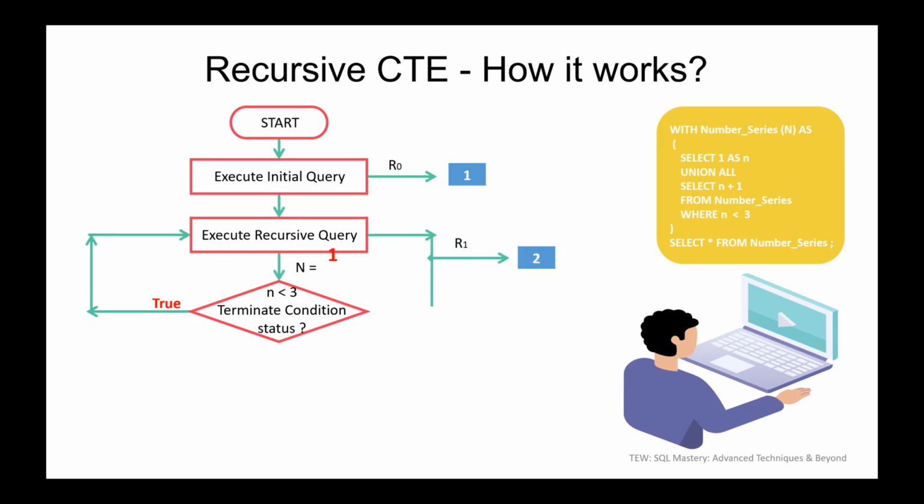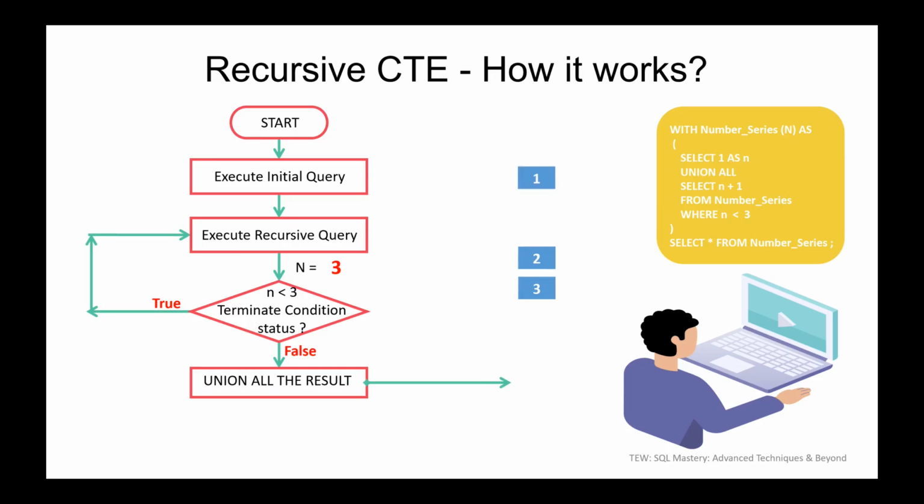Now, for the second loop, when n equals 2, the result will act as a base to the recursive query. So, in the second loop, the query returns n plus 1, which is 3. Now the value of n is 3. On checking the terminate condition, it exits the loop. By this time, we have three individual results R0, R1, and R2. Finally, union all will stack the results one after another and we get our final number series. I believe you have understood the working principle of recursive CTE.